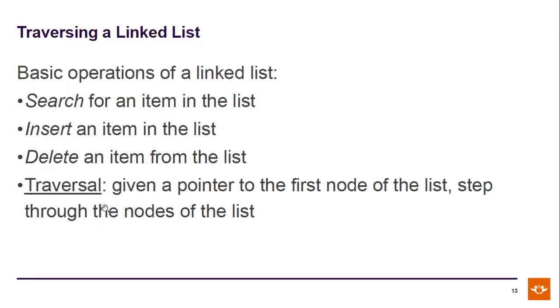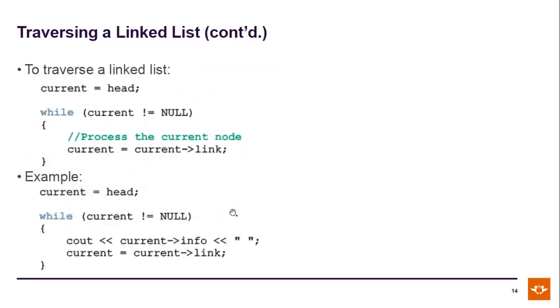Okay, so traversal. Given a pointer to the first node of the list, step through the nodes of the list. That's the basic idea. You create a current, and you make it the same as head, which means that current and head will point to the same memory location. Then you have a loop, and you just check while current is not null.